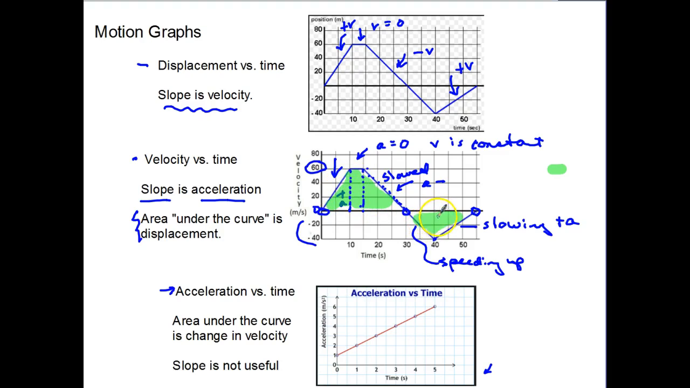And the same thing here. It's just a triangle, and there's my base and there's my height. So I could find the area of that triangle. This is negative displacement if it's below the axis, and then a positive displacement above. And slope is not useful in an acceleration versus time graph. Only the area under the curve is, and the area under the curve, this area in here, is the change in velocity. Not the velocity, but how much the velocity changed while it was accelerating.